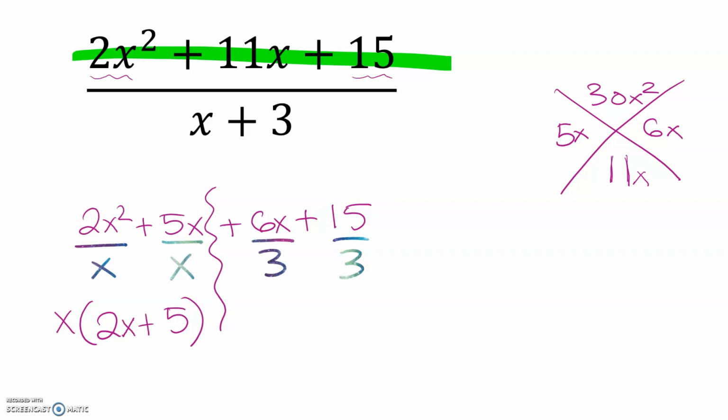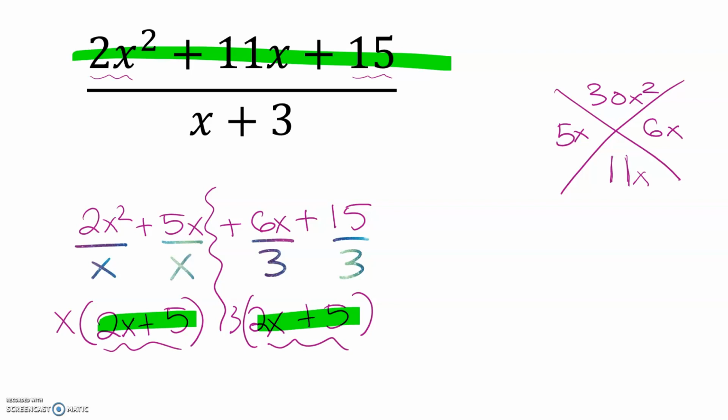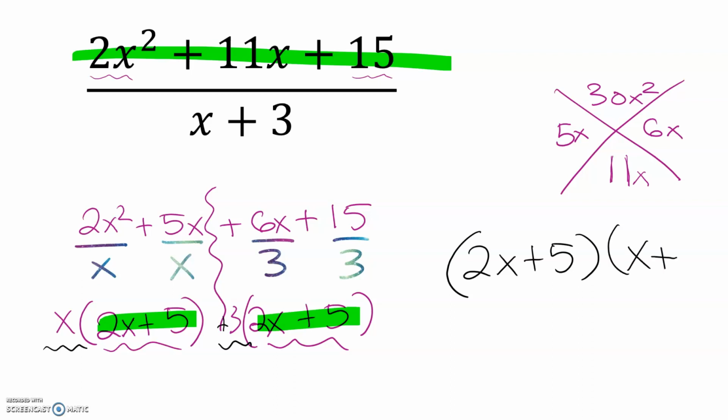And that gives me 6x divided by 3 is 3 times 2x, and then plus 5. Remember, we wanted these to be the same because that's one of our factors. We pull that out, and I have 2x plus 5. And then left over, this would be a positive 3, right? I would have x plus 3, and that's all divided by x plus 3.